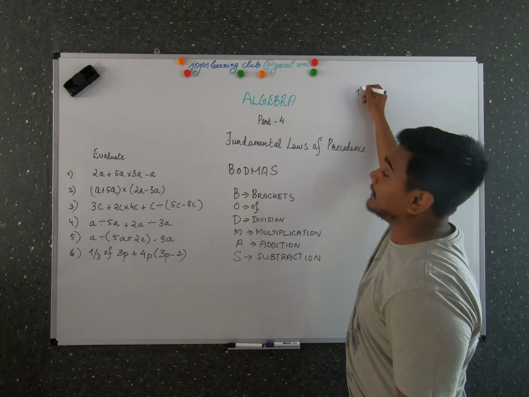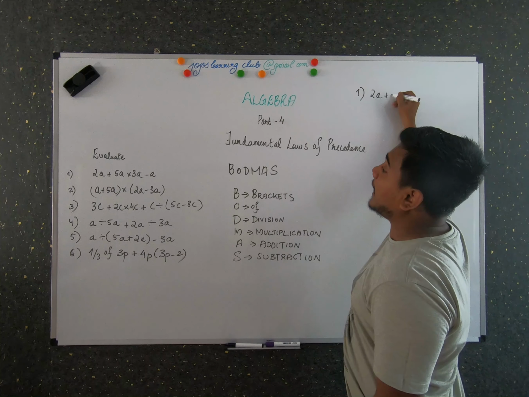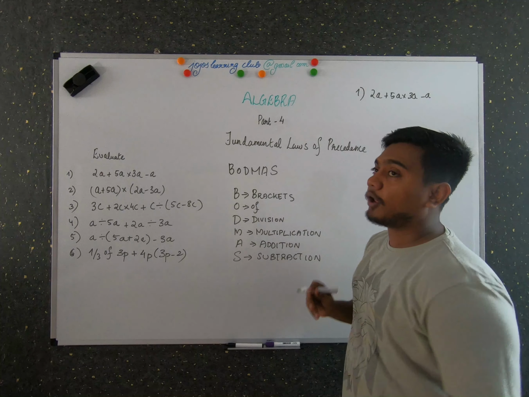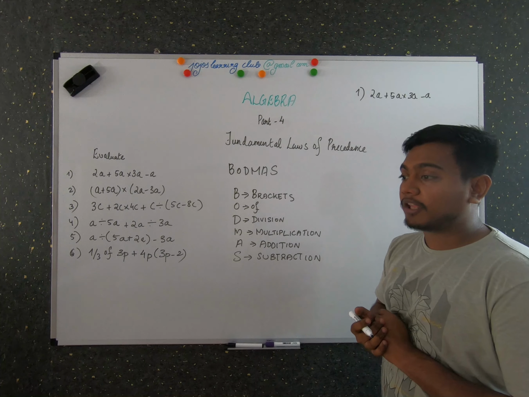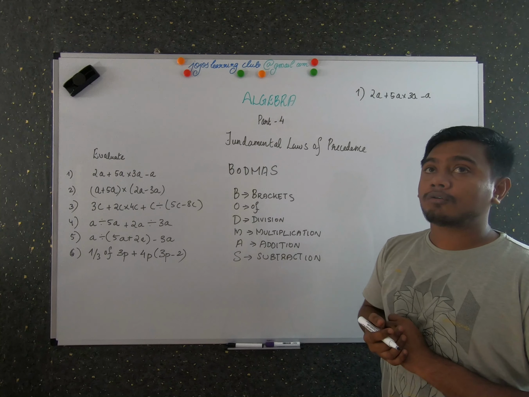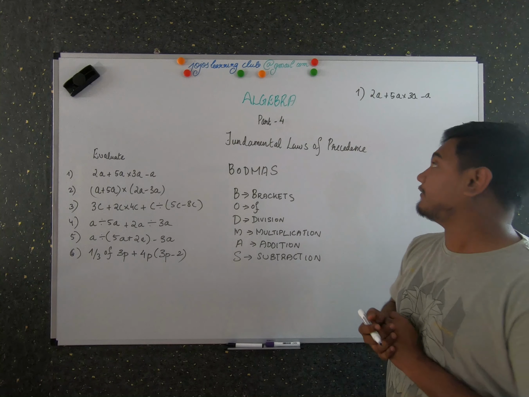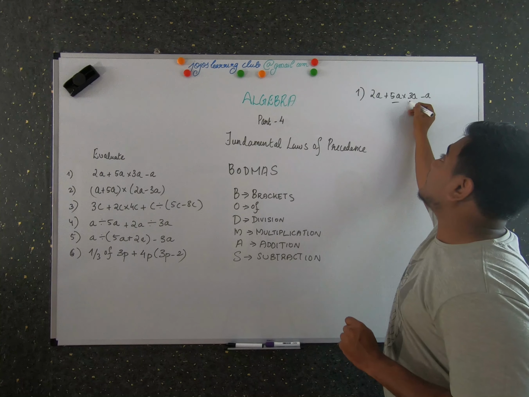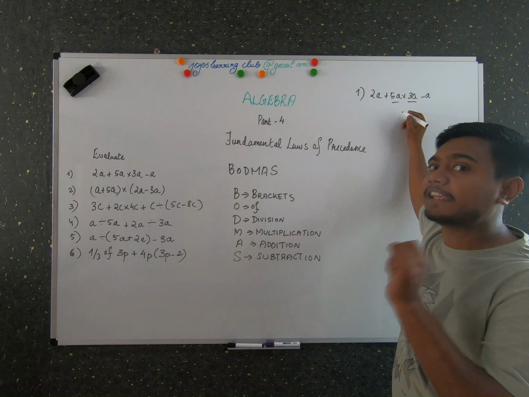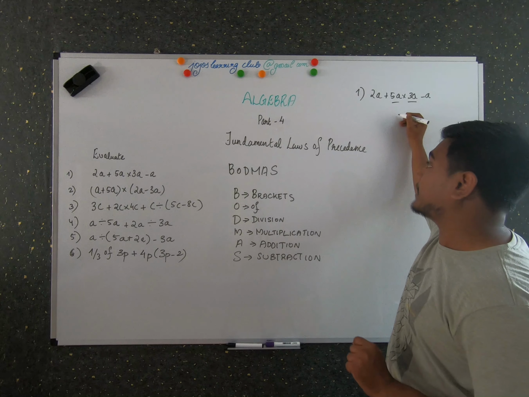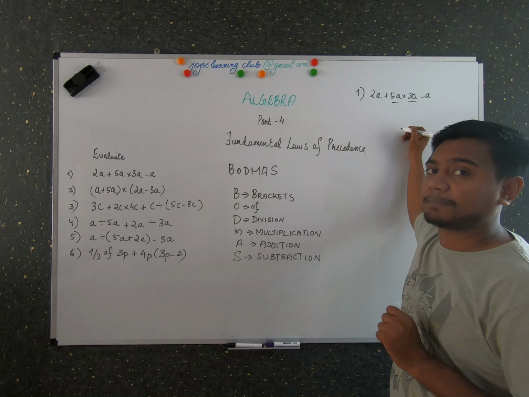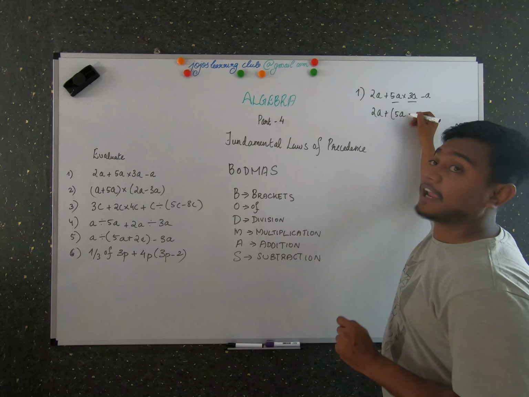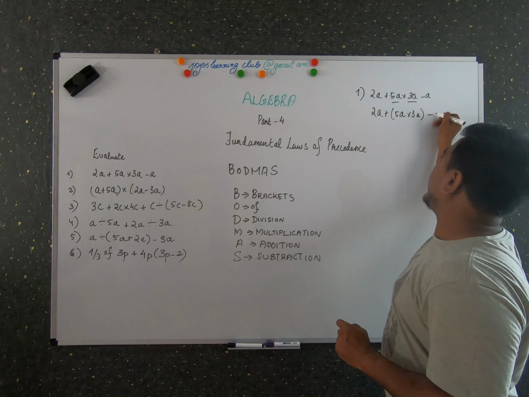So the first problem is 2a plus 5a into 3a minus a. One more thing I have to specify: when you have problems in such a way that there are no brackets and no divisions, the next one is multiplication. So you have to give the highest priority to multiplication. And while doing these expressions, it is better to put a bracket over here so you won't get mixed up with anything.